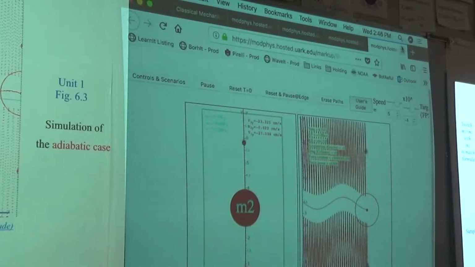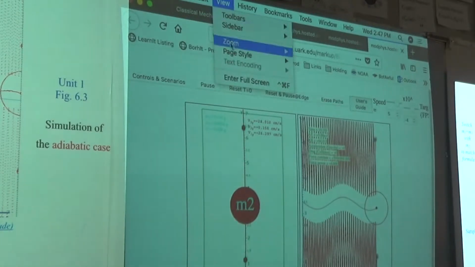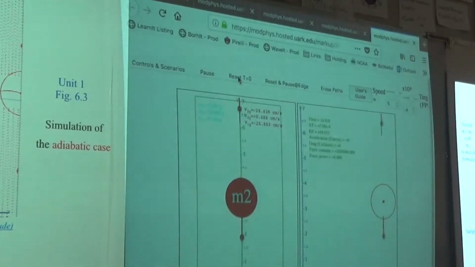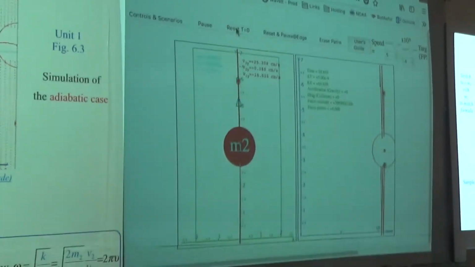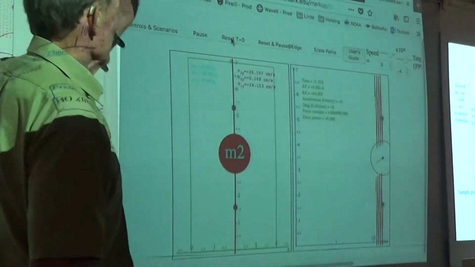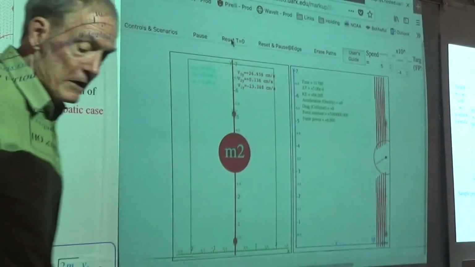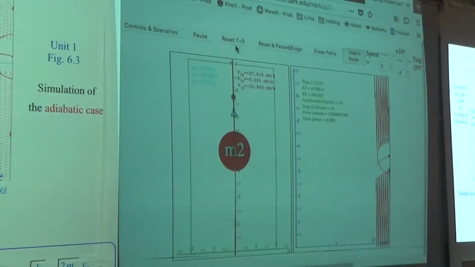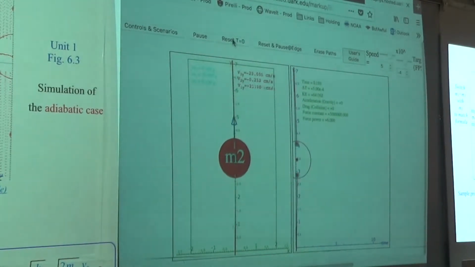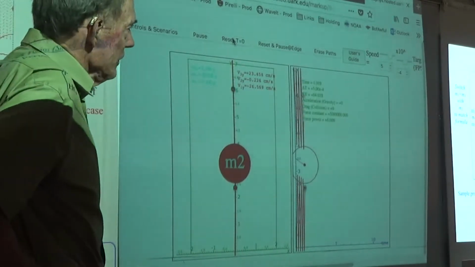There's what it's doing now, right there. It wouldn't hurt, I suppose, to enter full screen. That doesn't help all that much because I've got to get rid of that stuff. But let's go ahead and just resume. Whenever you get in trouble on one of these things, you can always just reset t equals 0.